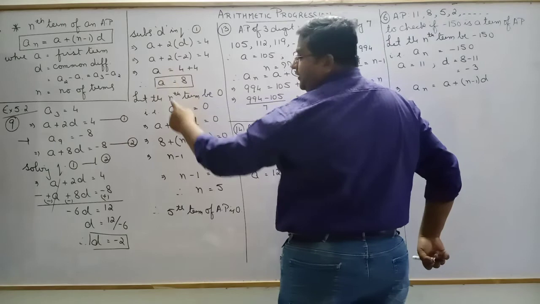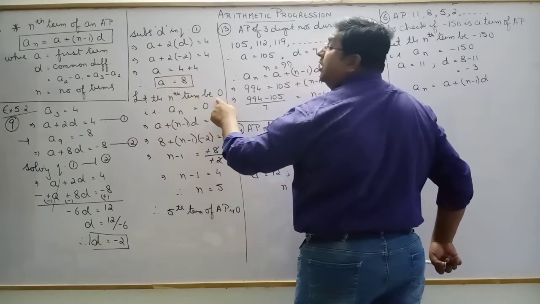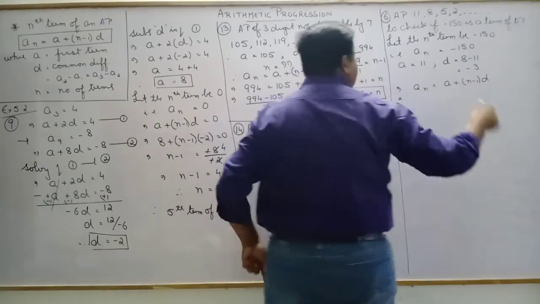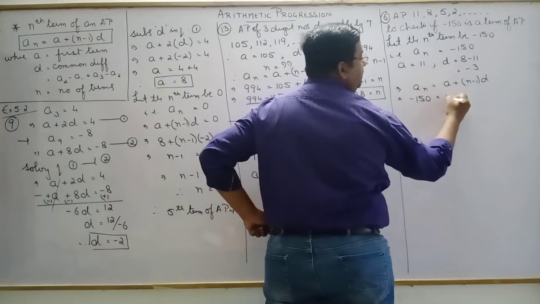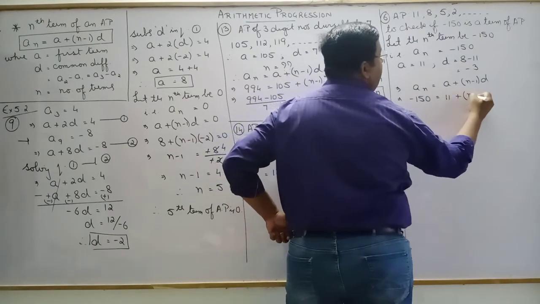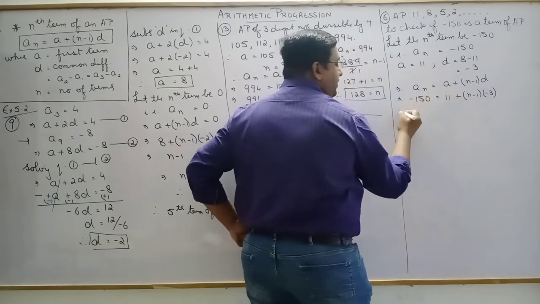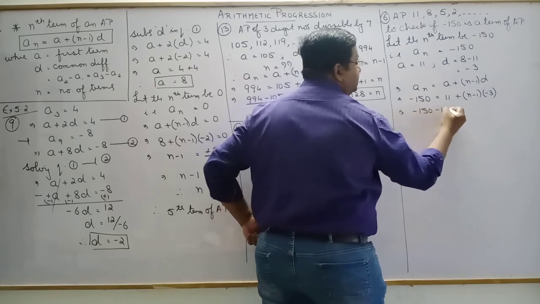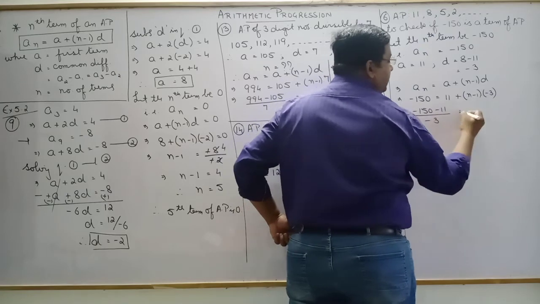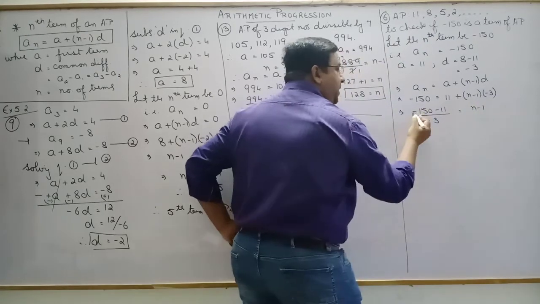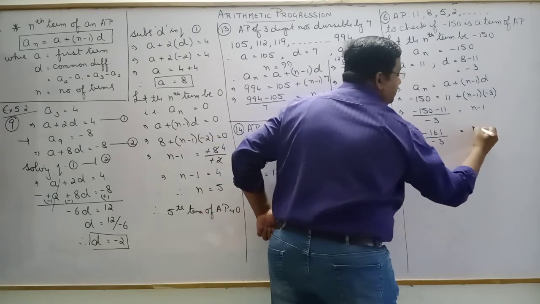Earlier we were checking whether it was 0 or not. Which term of the AP was 0? It was given in the question that the nth term is 0. Here we are assuming the nth term is minus 150, which equals 11 plus (n minus 1) into minus 3. Minus 11 goes over: minus 150 minus 11 is minus 161. Minus 3 is in multiplication, goes into division, so minus 161 upon minus 3 is equal to n minus 1.